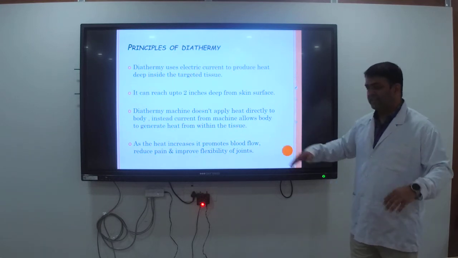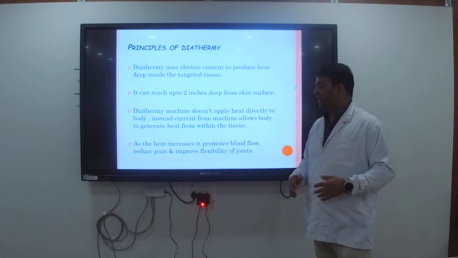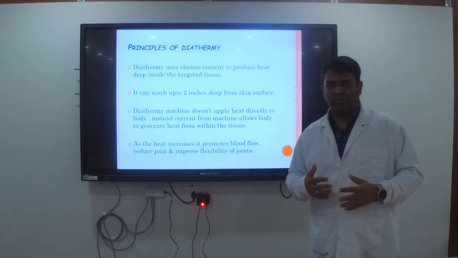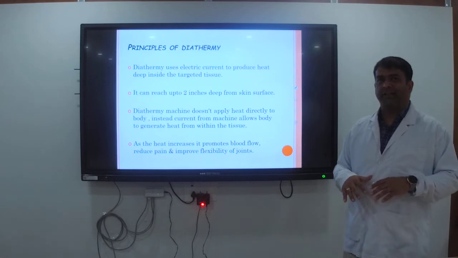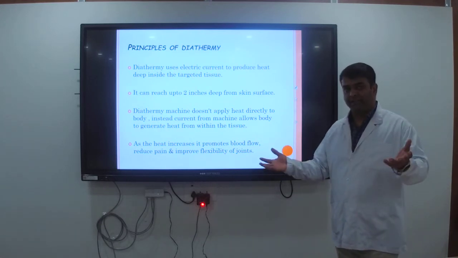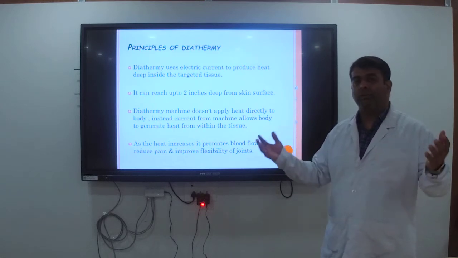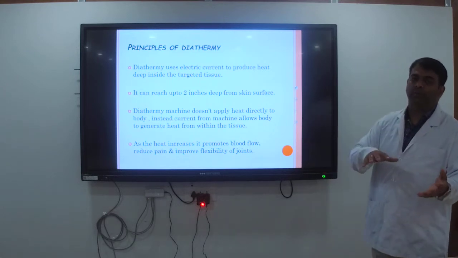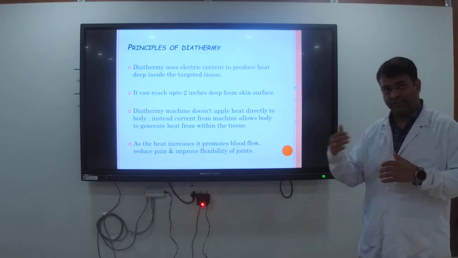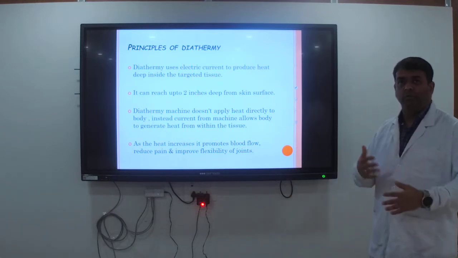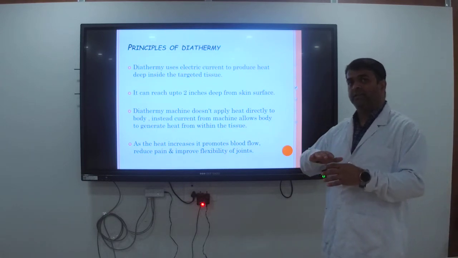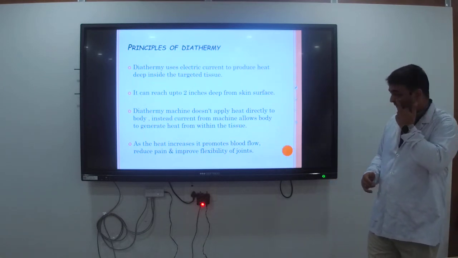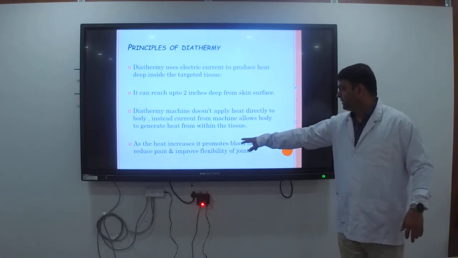The next one is, as the heat increases in the muscle tissues, it promotes blood flow. Definitely, when the muscle or any tissue or joint starts getting heated, the blood flow to that area increases. Why? Because there is vasodilation of the blood vessels. As the arteries and veins get dilated, the pure blood flow with oxygen and nutrition increases to the part, and after being used for the beneficial purpose, the exudate, I mean the waste product, is again helped to be removed from the targeted area, which promotes blood flow.